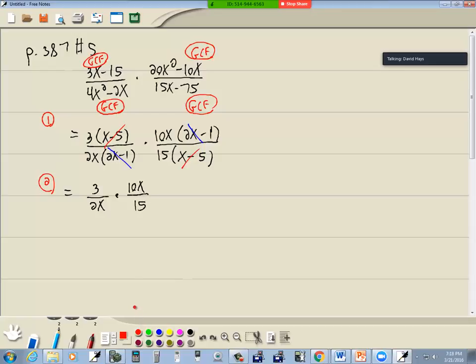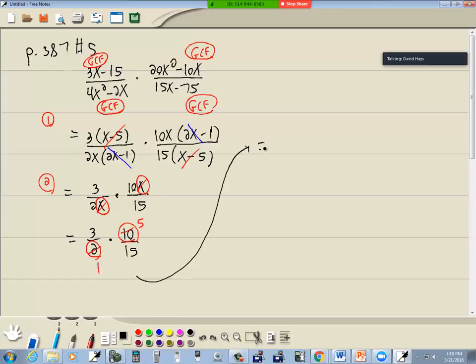Now you cannot forget your rules from before. First off, notice how these both have an x here and x here. One's on top, one's on the bottom, they're the same. So those x's are going to cancel. So then we're left with 3 halves times 10/15. And number-wise, remember if you got a number on top, a number on the bottom, they're both divisible by the same number, then you divide them. Here I got 2 and 10, they're both divisible by 2. 2 divided by 2 is 1, 10 divided by 2 is 5.